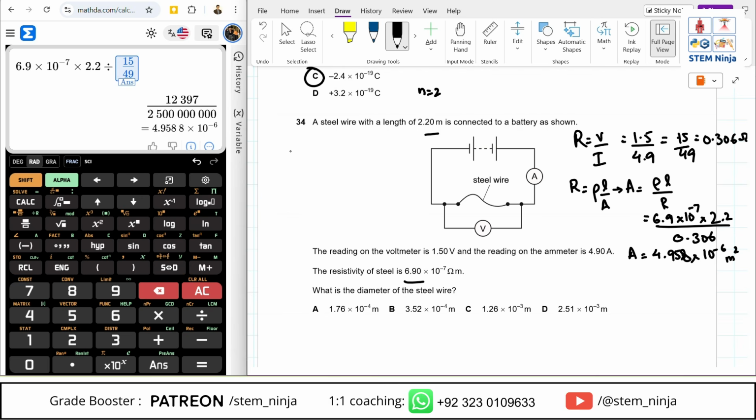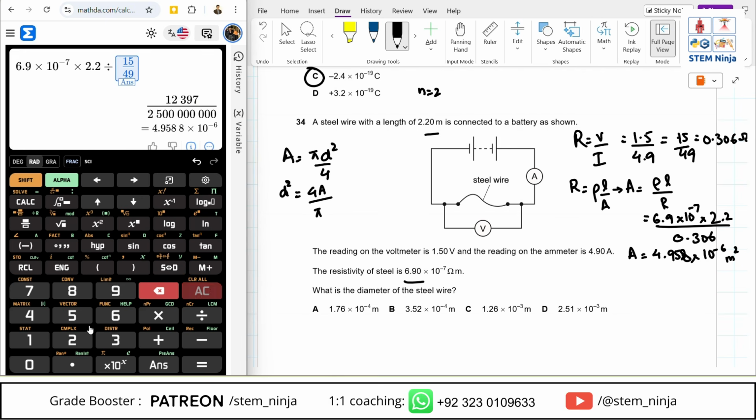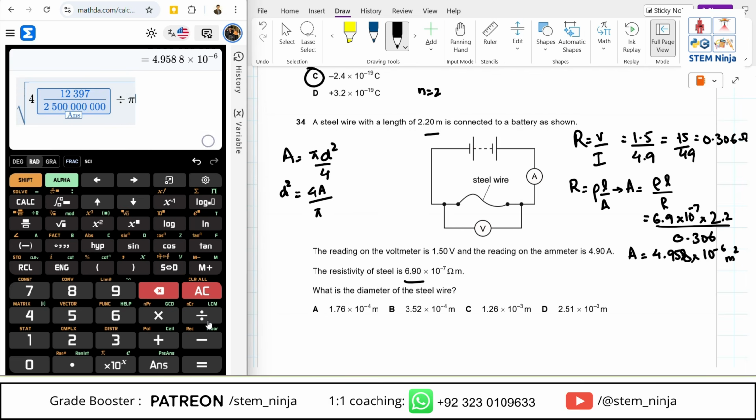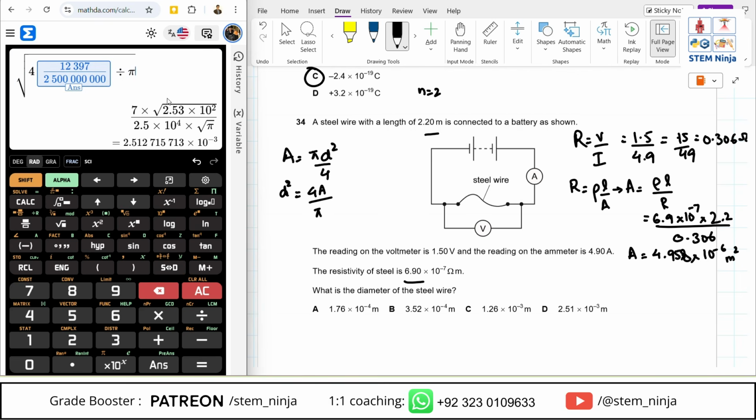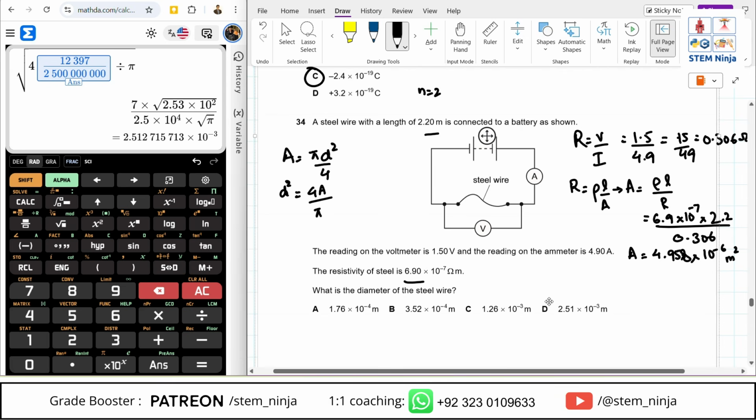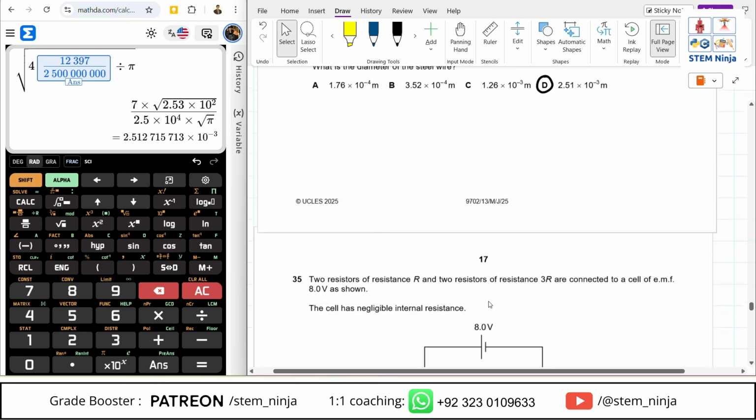Okay, now this is a circular wire, sorry, a circular cross section. So cross sectional area is pi d squared over 4. So d squared would be 4A over pi. So d is the square root of 4 times the answer divided by pi. The answer would be 2.51 times 10 raised to power minus 3. This would be the answer. Straightforward working. There's nothing more inside it.